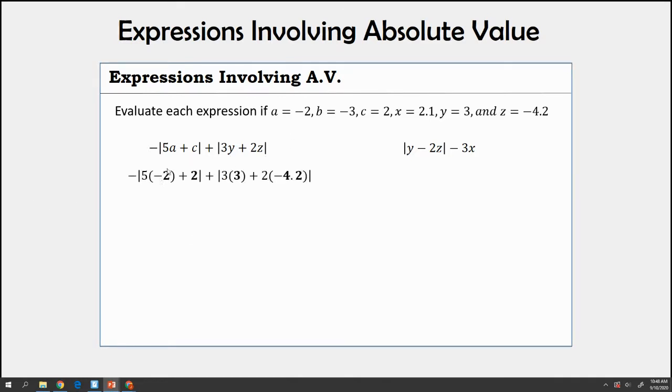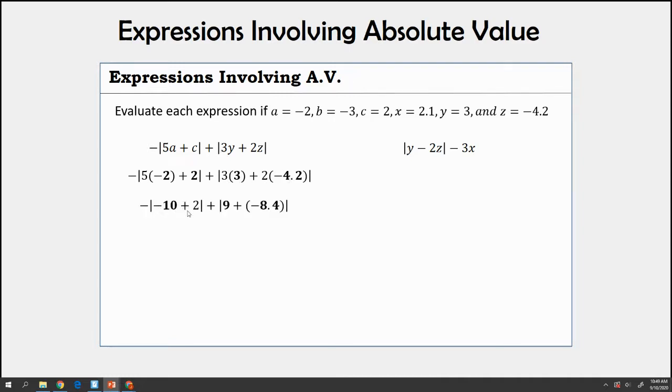So first things first, let's substitute in what we have. A is going to be negative 2. So I got 5 times negative 2 plus C, which is positive 2, plus the absolute value of 3 times 3, because Y is 3, plus 2 times Z, which is negative 4.2. So I got this absolute value and this one, I got to work them out separately. Inside my first absolute value, I got multiplication and addition. Multiplication comes first. Inside my second, I got multiplication and multiplication. They're separated by addition, so I can do them each at the same time. That would take me to here.